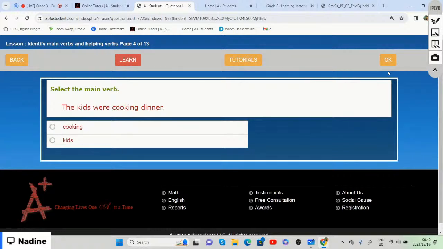The kids were cooking dinner. So the kids were cooking dinner. We need to select the main verb. Is it cooking or is it kids?